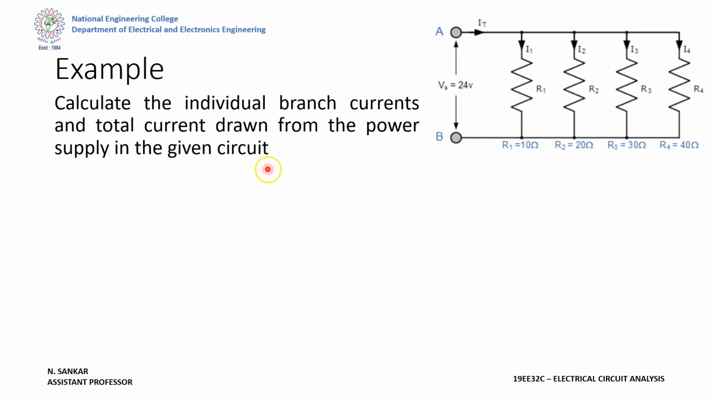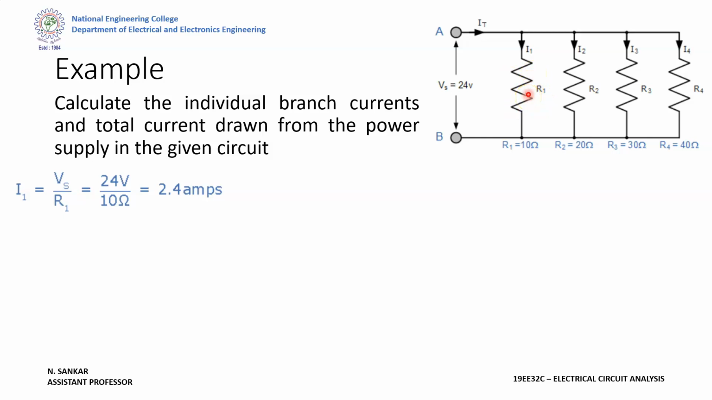So next sum: calculate the individual branch currents and total current from the power supply in the given circuit. So the individual branch currents are nothing but I1, I2, I3 and I4. The total current drawn is nothing but your IT. Okay. So here we know the values of R1, R2, R3, R4. Here the total resistance will be less than 40, or simply you can say it will be less than 20, or even can be less than 10 also. There is no need to measure the R equivalent now. As of now, they have asked for individual branch currents, so they didn't ask for the R equivalent. So first we will find the branch currents. Okay.